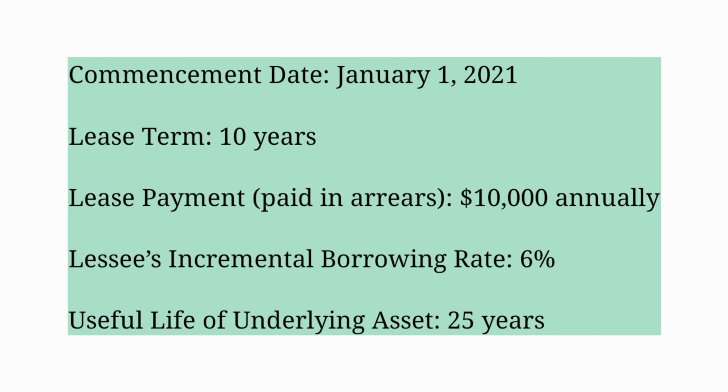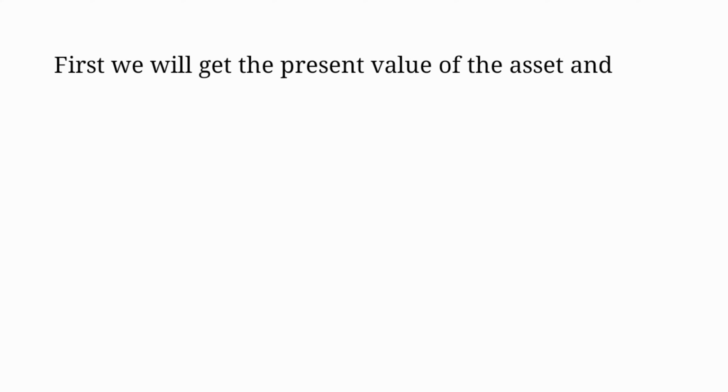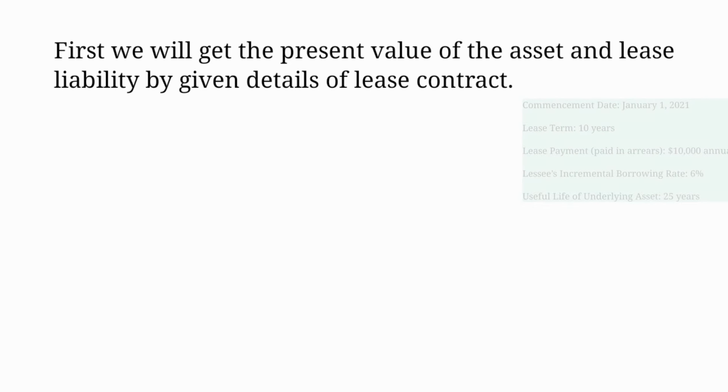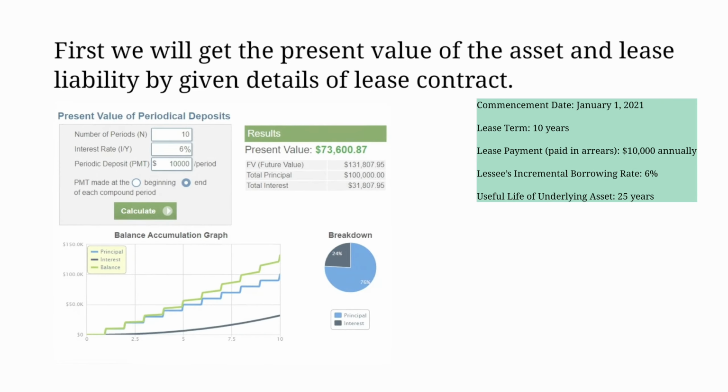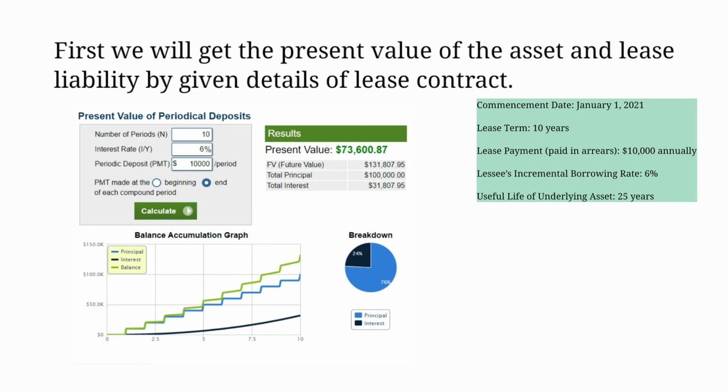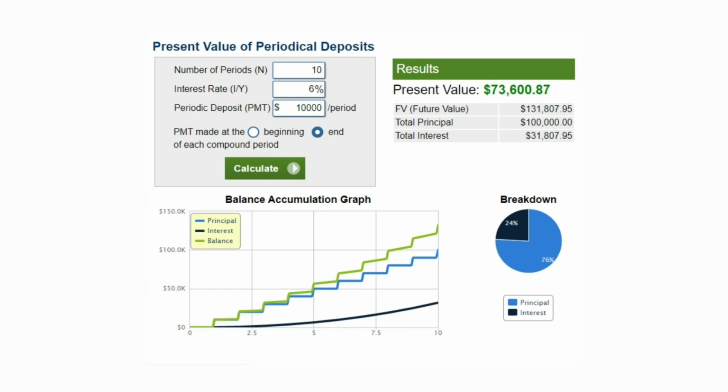Now we will understand the accounting treatment of lease as per IFRS 16 with this example. First, we will get the present value of the asset and lease liability from the given details of the lease contract. The link to the present value calculator is given in the description box. After using the present value calculator, we can see the present value of the lease contract is $73,600.87.